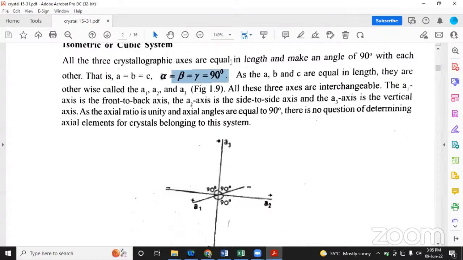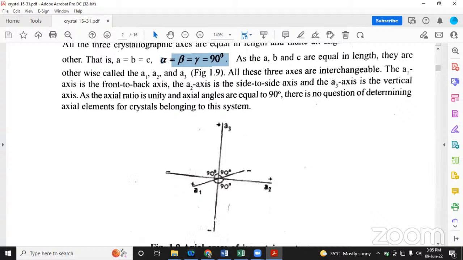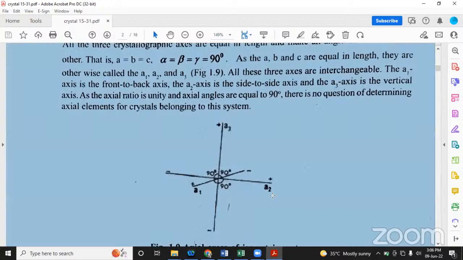The axes are all of equal length. Where they have equal length, they are called A1, A2, A3. You see here A1, A2, A3. These three axes are interchangeable, like it's crossing this area, crossing between the intersection.